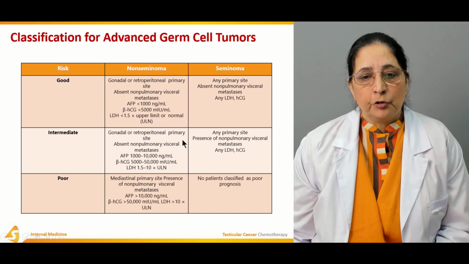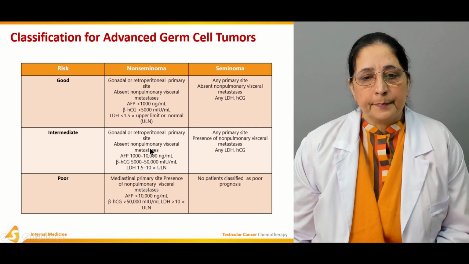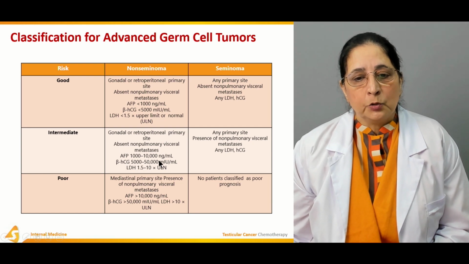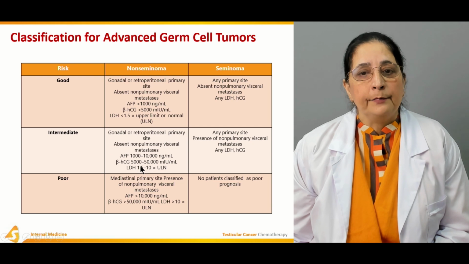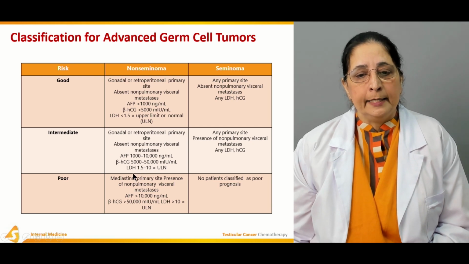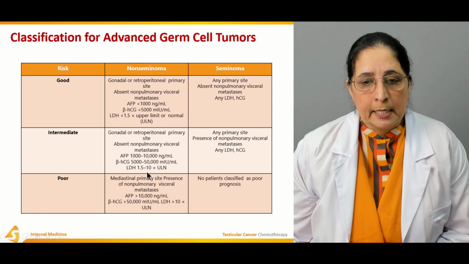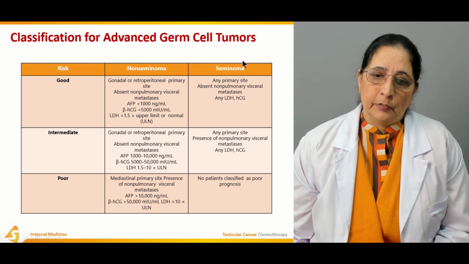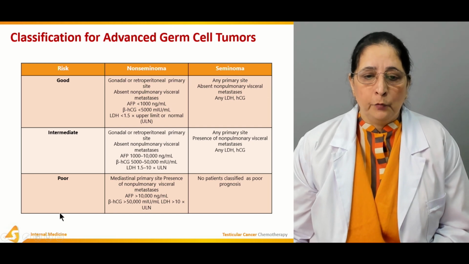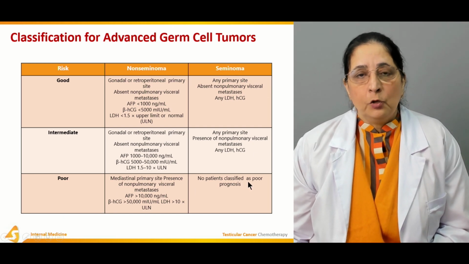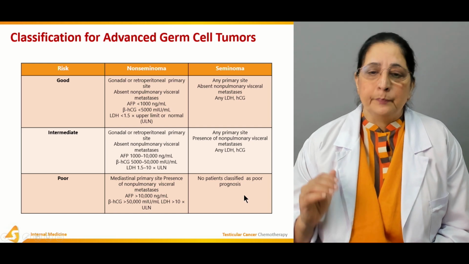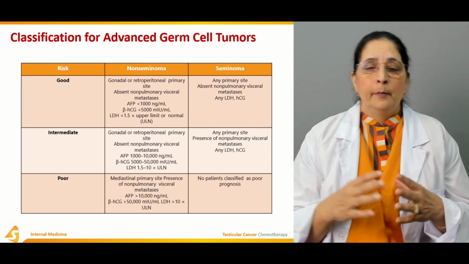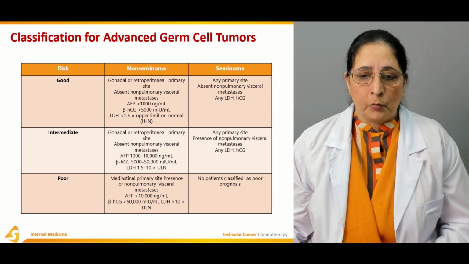Intermediate: gonadal or retroperitoneal primary site, absent metastasis, alpha fetoprotein 1000 to 10,000, HCG 5,000 to 50,000, LDH 1.5 to 10. For seminoma: any primary site, any LDH, HCG. So that's the same for seminomas. Poor: now, in this we know no patient is classified as poor. So seminomas overall have better prognosis because there is no poor group in that.